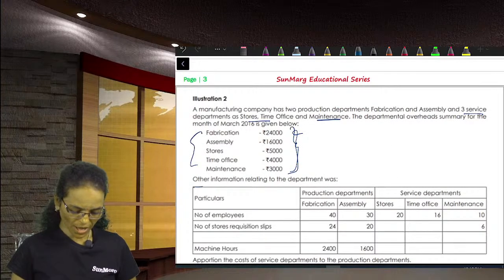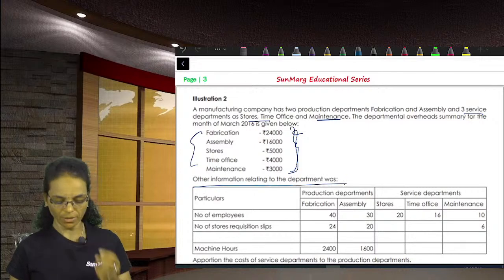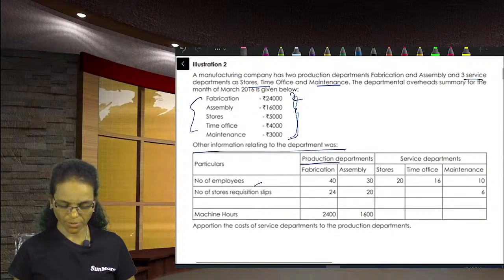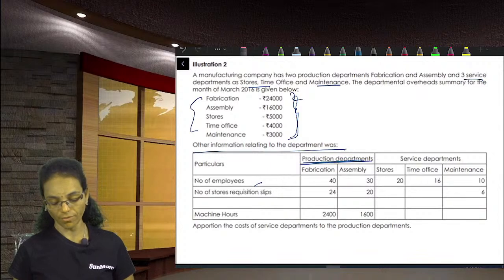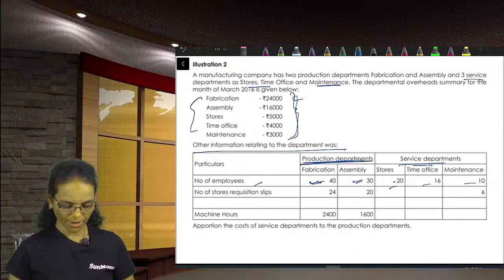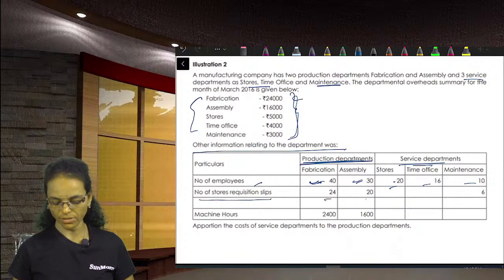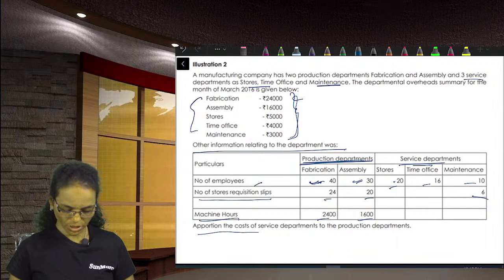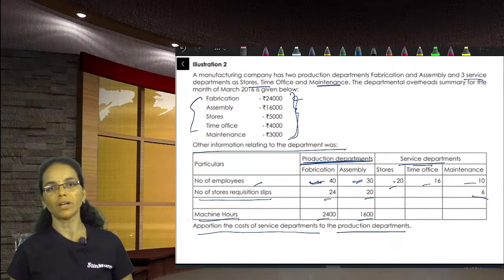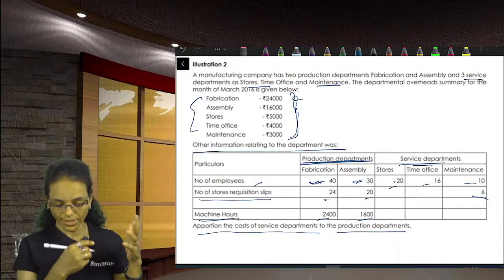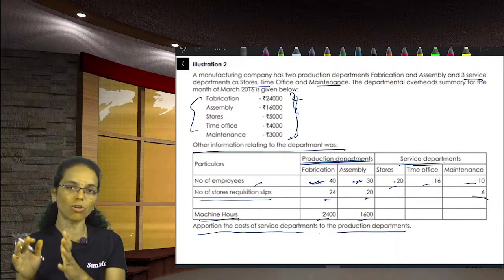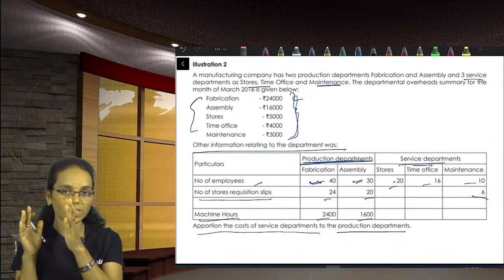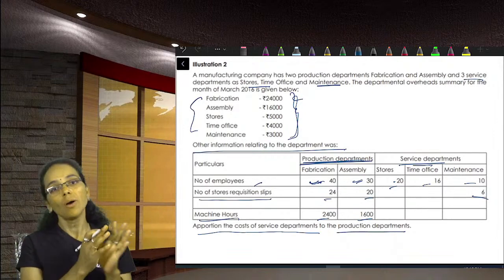Other information relating to the departments: number of employees in the production departments, fabrication this much, 40, 30, and service departments 20, 16 and 10. Number of stores requisition slips given, and machine hours given. Apportion the cost of service departments to the production departments. Service departments are not revenue generating departments, so their expenditure has to be apportioned to the production departments.